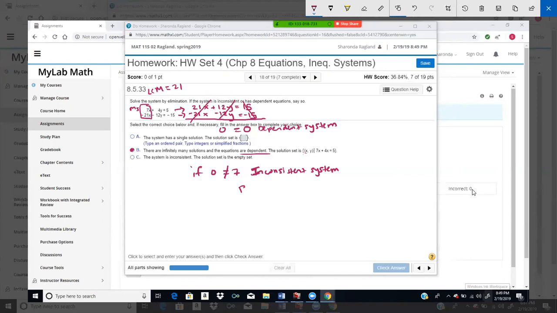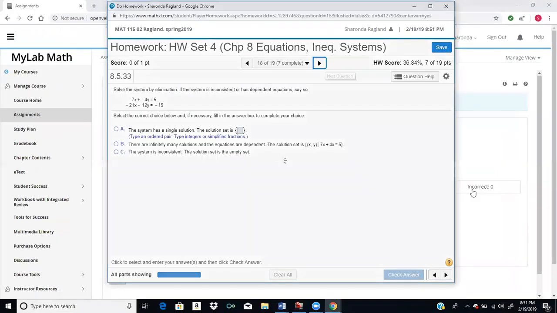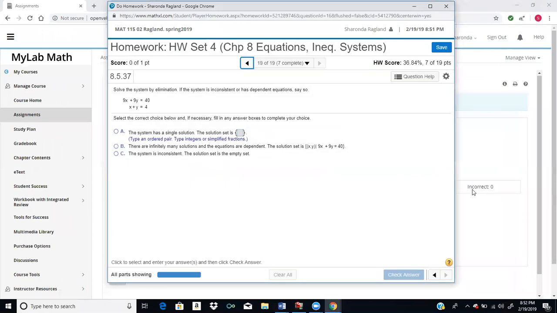And that means that they're parallel lines. And that would mean the solution set is empty. Okay. Empty set, just so you know. All right. So that's that. Okay. Same thing here. Solving your systems.